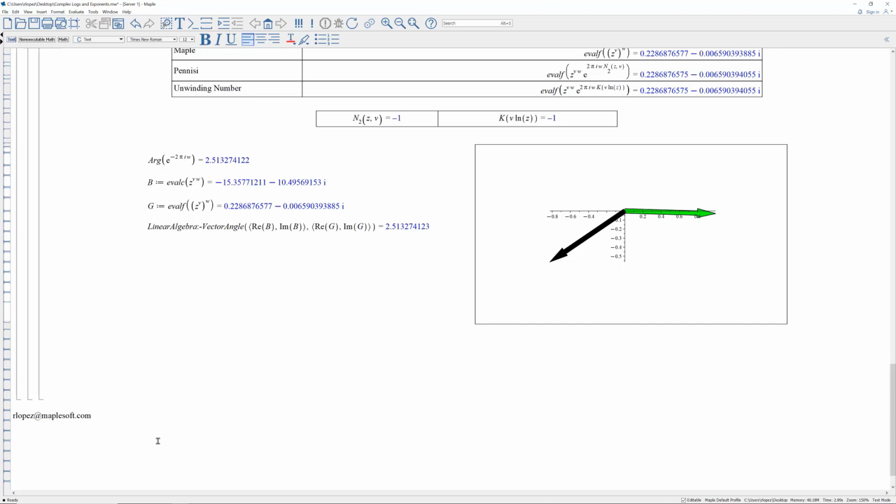It'll save you some time if you want to poke around and explore these rules of logarithms and exponents in the complex plane.